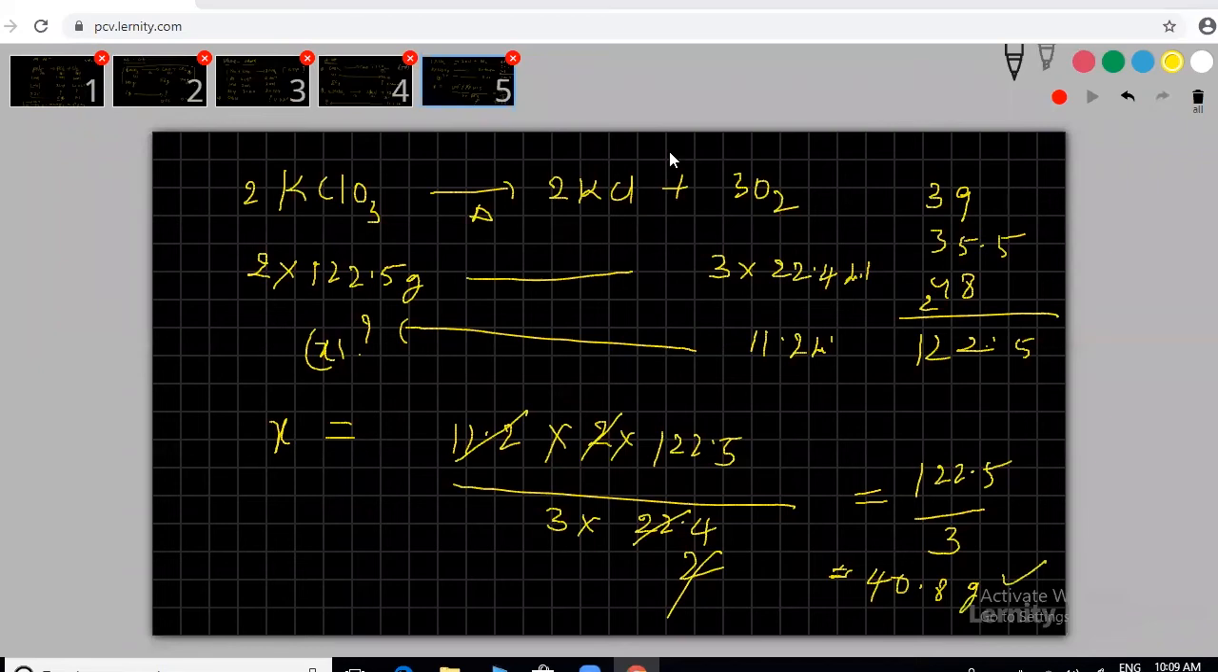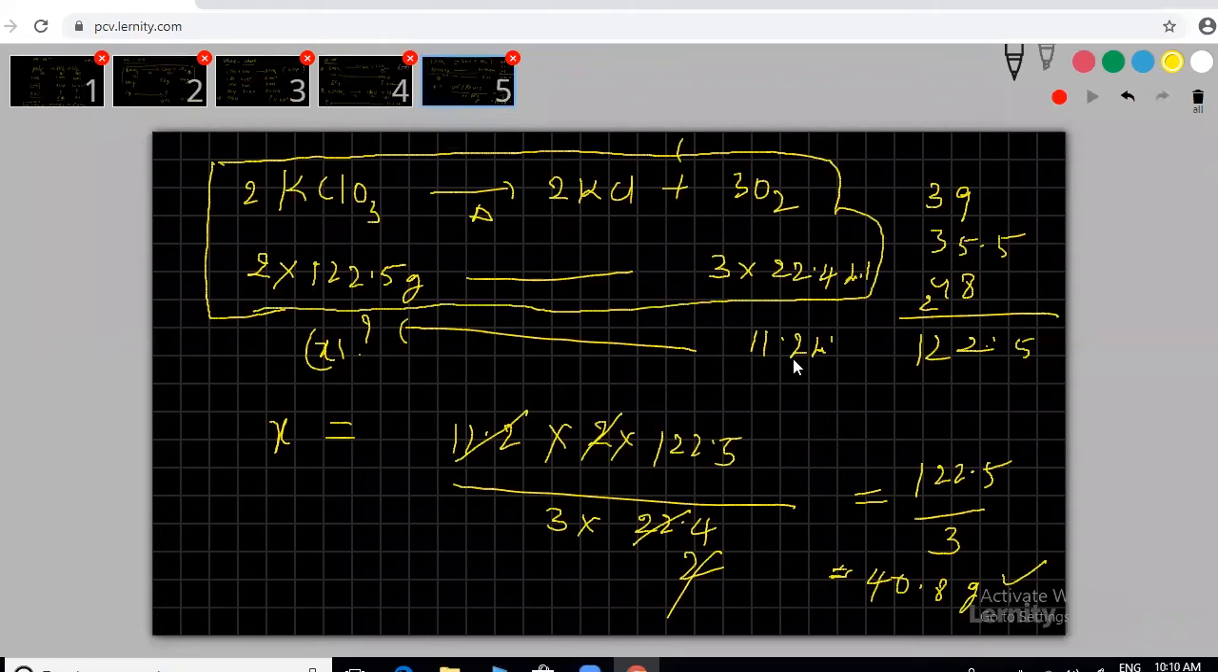How many of you understood this question? See everything in front of you. The actual data they won't provide; that you need to write. Now the question is, I need 11.2 liters of oxygen. How much do I have to heat? So to get 11.2 liters, I need to heat 40.8 grams of KClO3. Yes, correct. Always a table calculation only. In any question they won't provide this data. You need to write this.